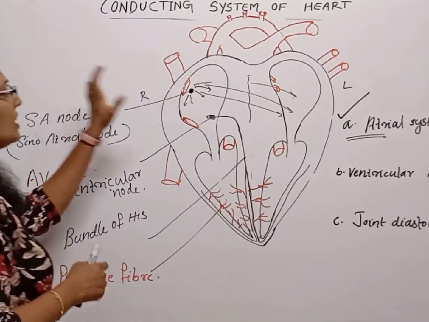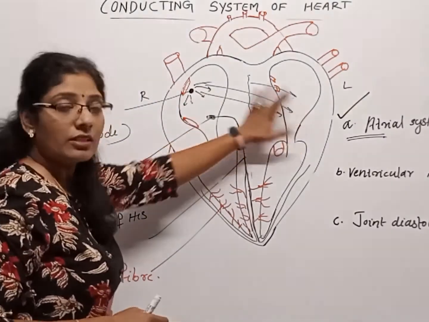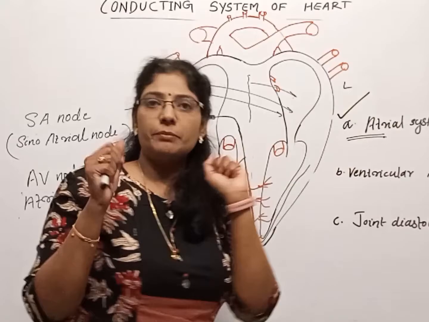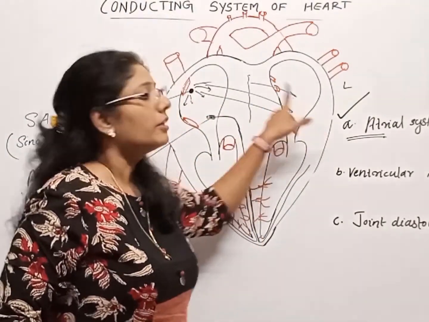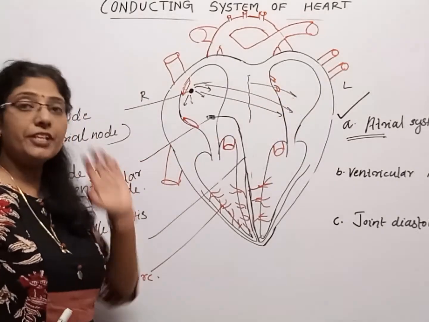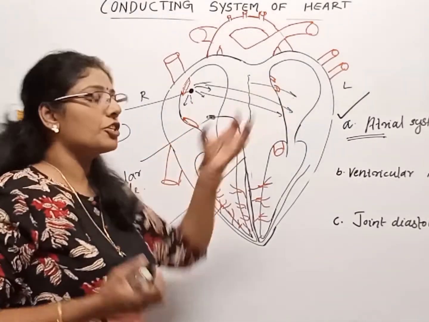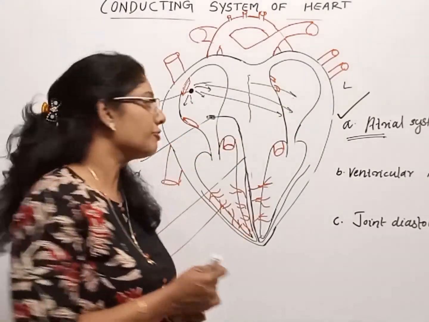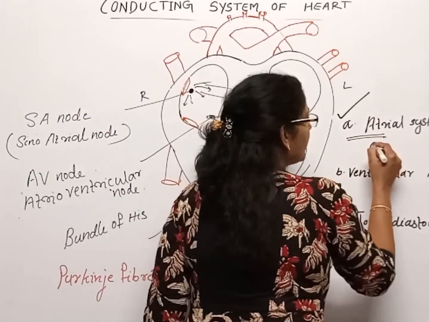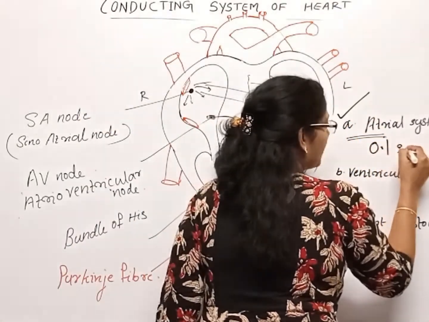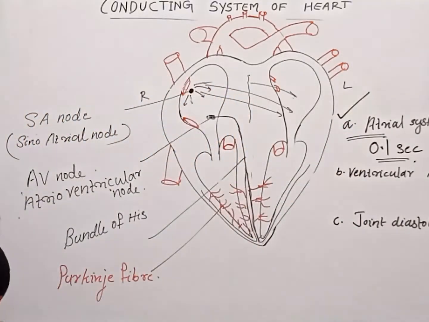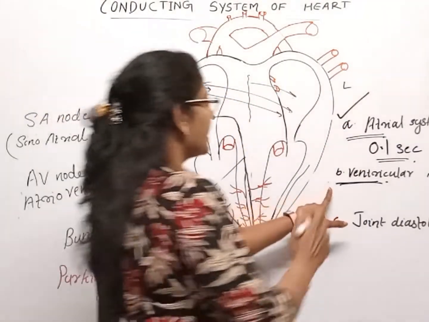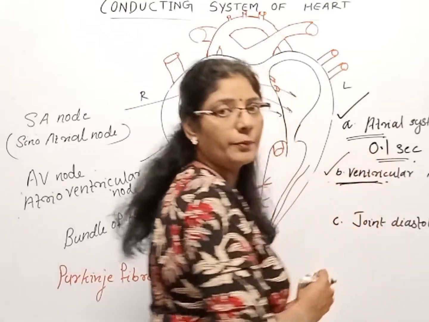This complete contraction is called the atrial systole. After this complete contraction, they start to relax also. And for this contraction, it will take 0.1 seconds. Understood? Next we will see the ventricular systole.